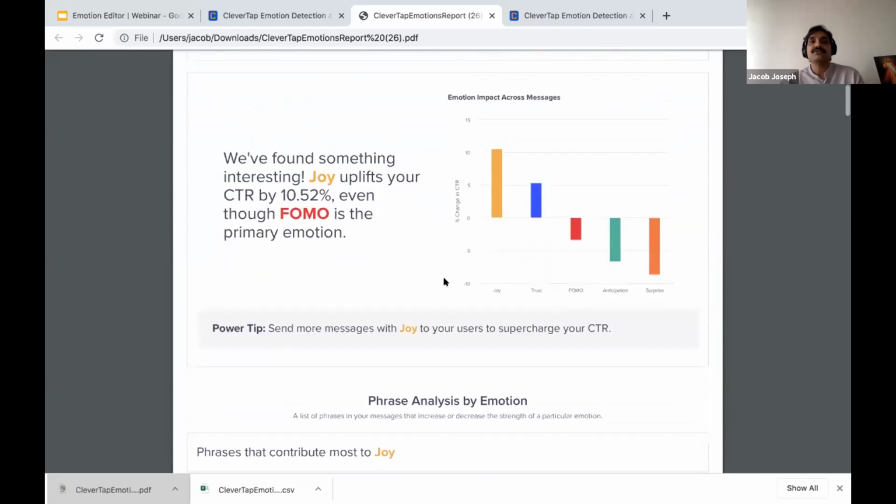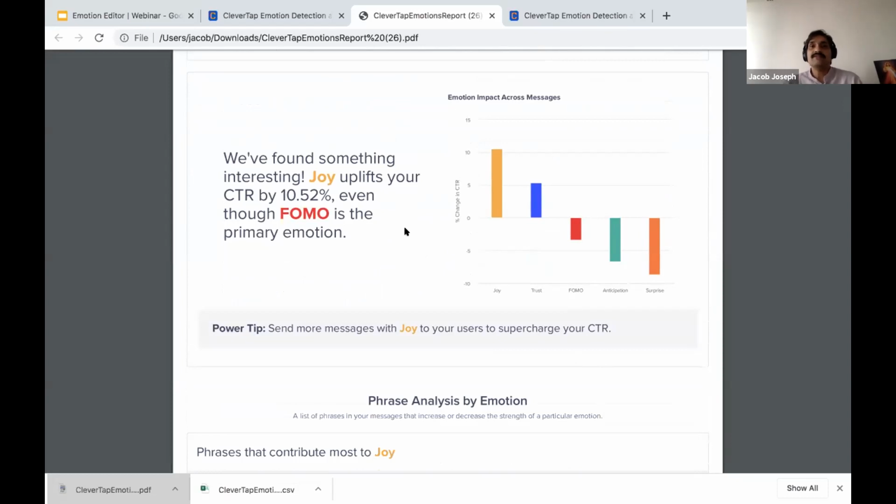The next bit of interesting insight, and I feel the most valuable insight here, is that joy as an emotion is uplifting your CTRs by more than 10% in the sample output.